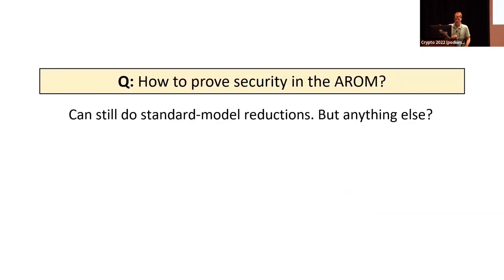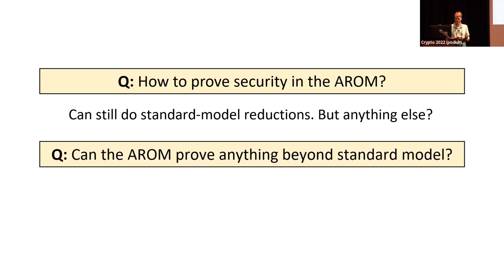Okay, so the lingering questions are, one, how do you prove security in the augmented random oracle model? We now have this extra oracle M that is complicating things. Certainly we can do a standard model reduction. If you had some transform that was based on a standard model reduction, you can do the same exact thing here. There's really nothing different from the standard model from that perspective. But can we do anything more than just an ordinary reduction?